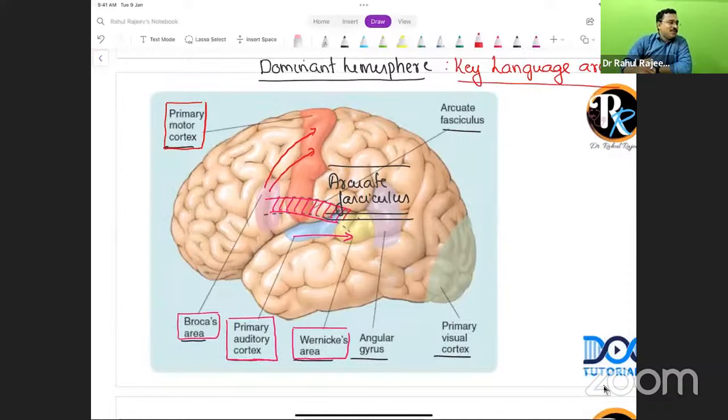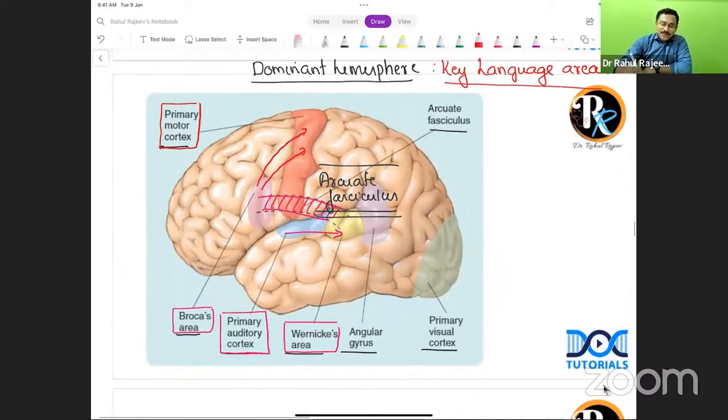I'm happy to see that even past midnight, we have over 1,000 attendance. Great. So key language areas are there in the dominant hemisphere.